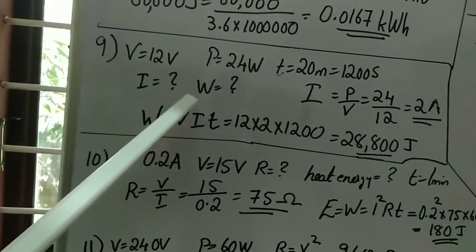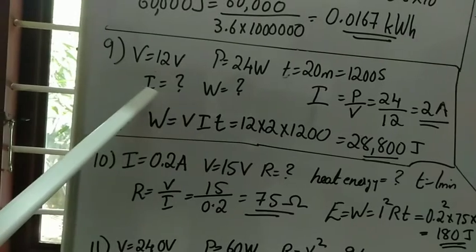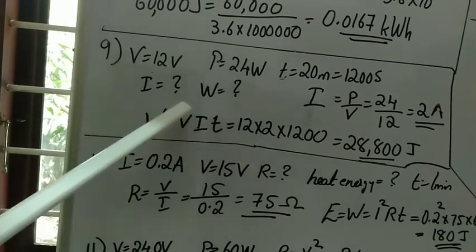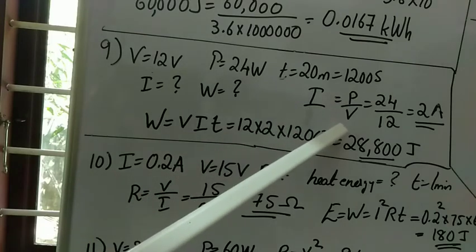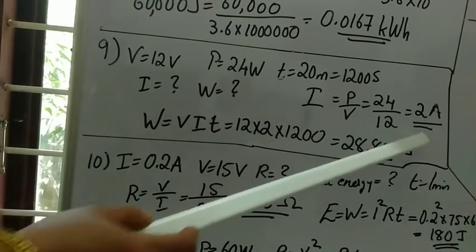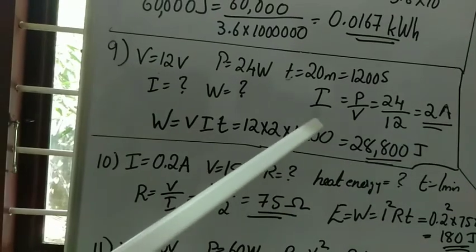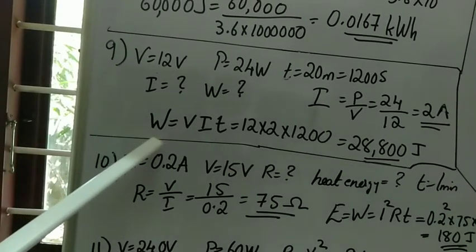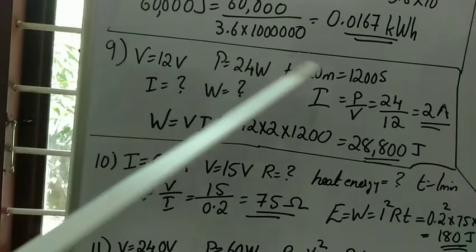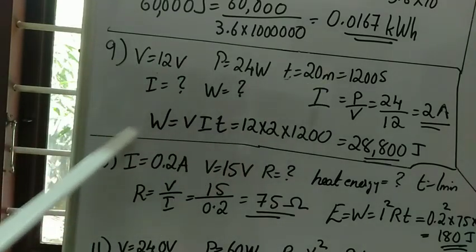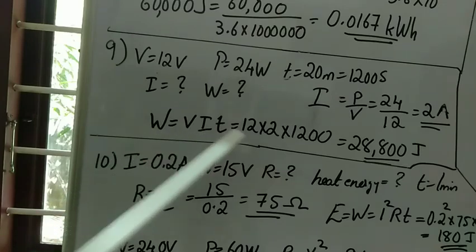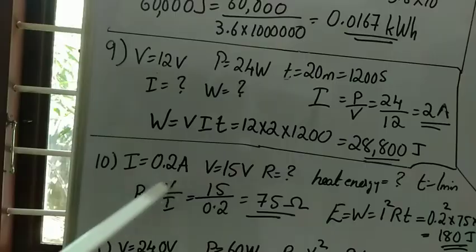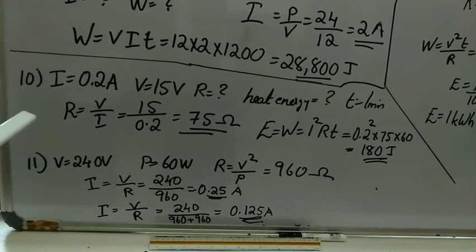Calculate the current flowing through it and the energy consumed. So current and energy or work we have to calculate. I is equal to P by V, 24 by 12 you will get 2 ampere. So current is 2 ampere. And work done or energy, the formula is W is equal to, here we have V, P, I and T, so we can take this formula, W is equal to V I T. Direct substitution, you will get 28,800 joule. Next, question number 10.